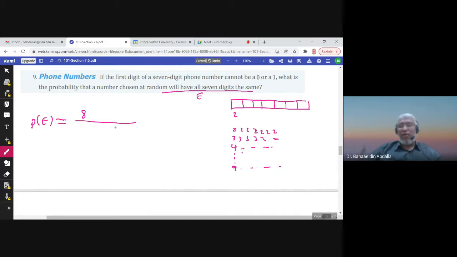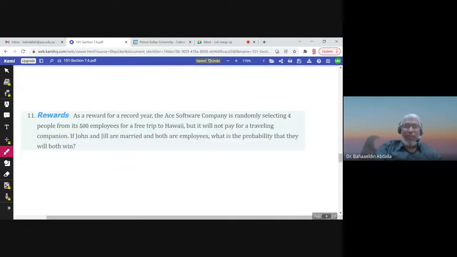Okay, what is the number of elements in the sample space? The first digit, I have two choices, but after that, I have 10 for each digit. I have 6 remaining digits. So here this is not 2, sorry. It is 8 because 0 and 1 are not there and we already have 10 digits. So the possible digits for the first place is 8. So 8 times 10 to the power 6. So the answer would be 1 over 10 to the power 6 when we cancel 8 with 8.